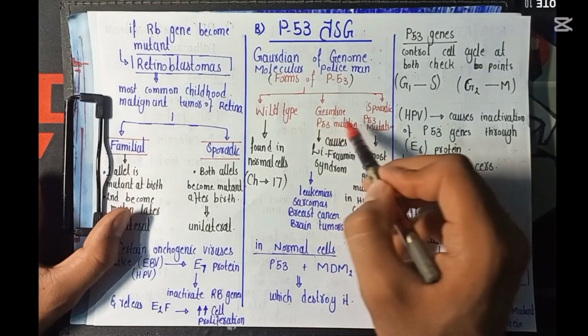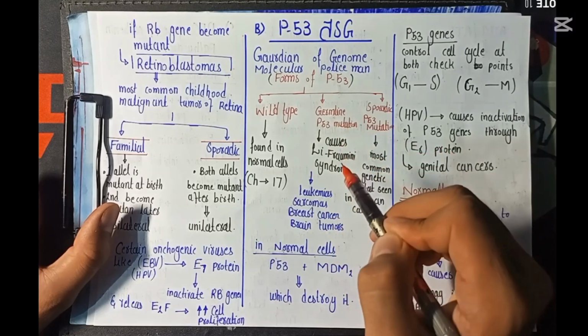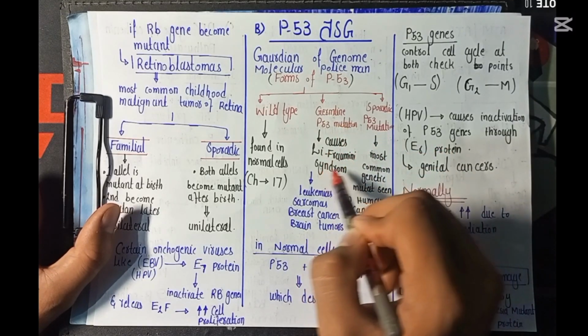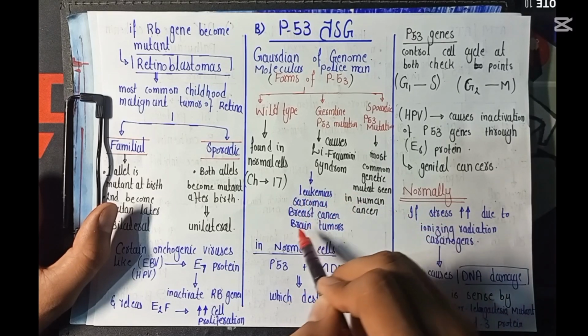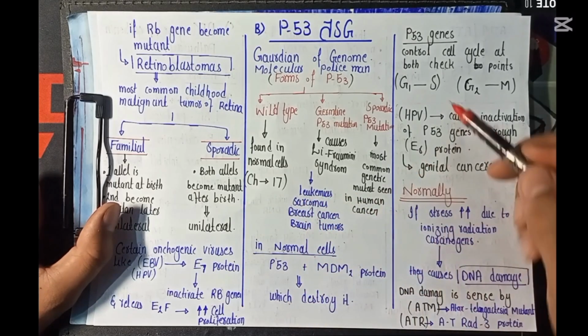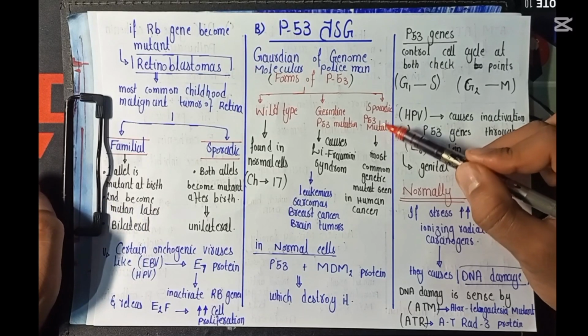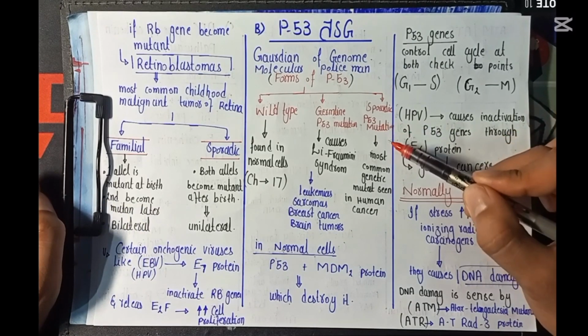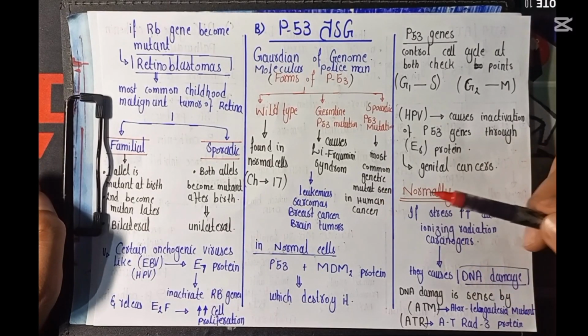In the germline p53 mutation, one allele is mutant at birth and the second becomes mutated after birth, and it causes Li-Fraumeni syndrome, which is associated with various malignancies like leukemia, sarcomas, breast cancer, and brain tumor. And the third one is the sporadic p53 mutation, in which both alleles of the p53 gene become mutated after birth, and it is the most common genetic mutation seen in human cancer.